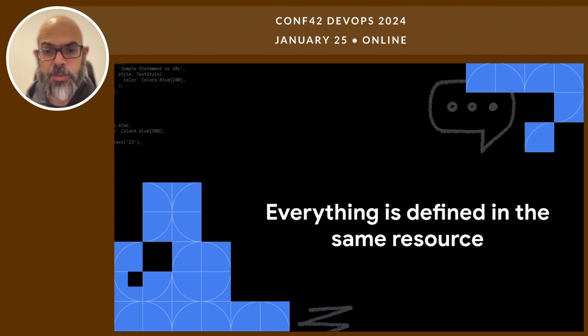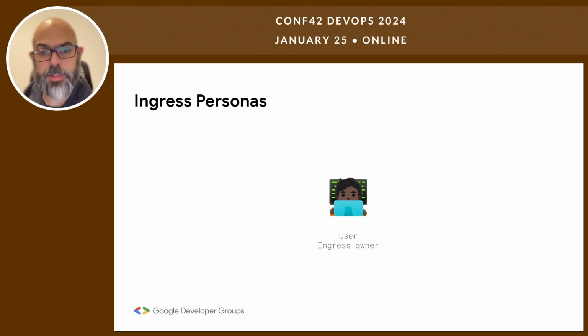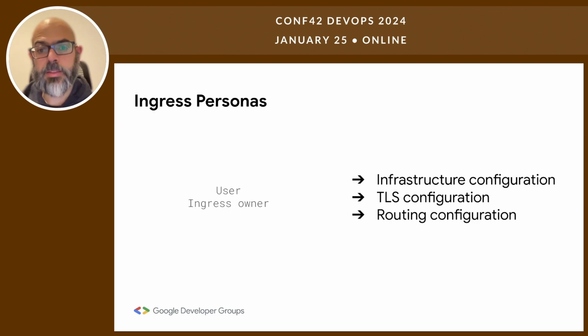going further in our presentation, because let's see the personas that were in mind when the ingress API was designed. The only persona was the user, the ingress owner, and that's a big limitation because the user had the responsibility to manage the infrastructure configuration, for example the TLS configuration, and the routing configuration too.